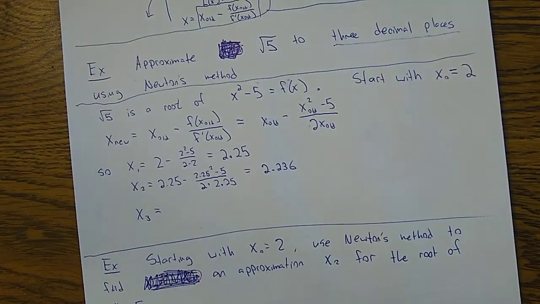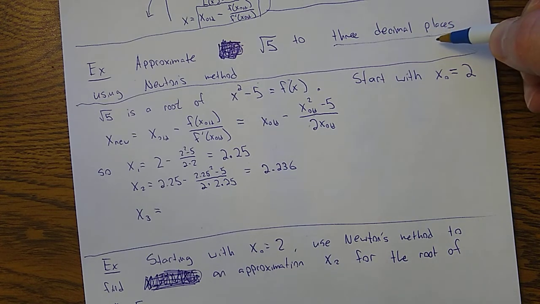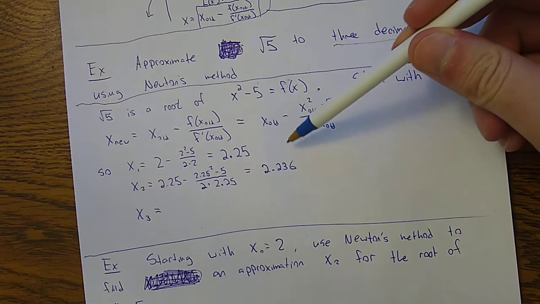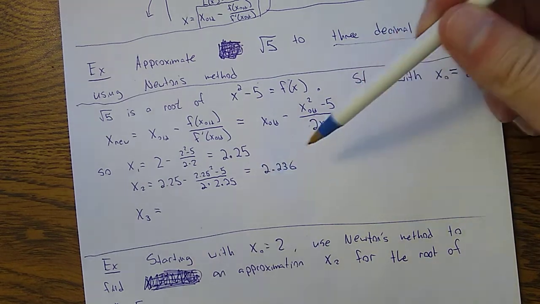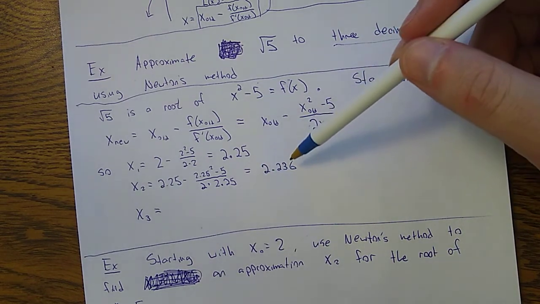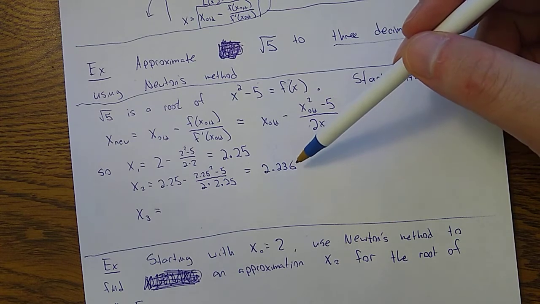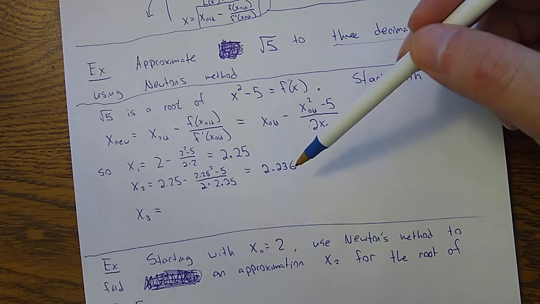And how do I know when to stop? Because I mean, I could go forever doing this. If I want it accurate to 3 decimal places, what I'm going to do is I'm going to keep going until it gives me the same answer, at least up to 3 decimal places. I want to see it give me the same answer twice, and then I'll be sure.